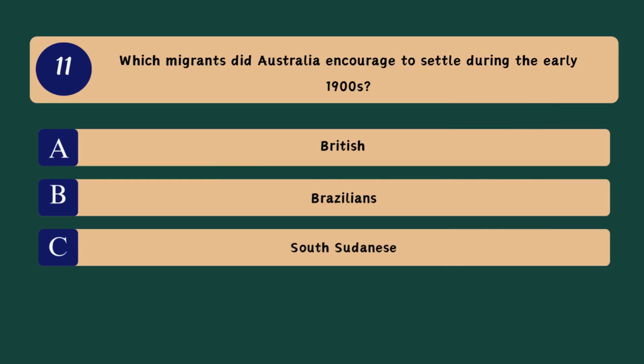Question 11. Which migrants did Australia encourage to settle during the early 1900s? A. British. B. Brazilians. C. South Sudanese.